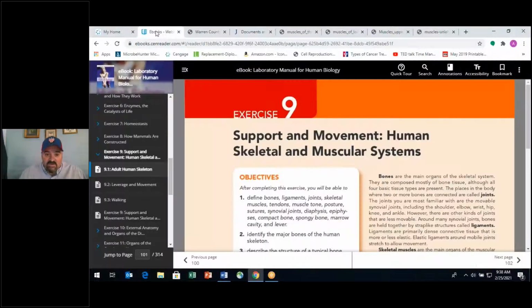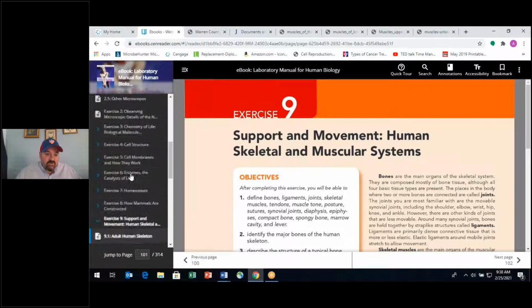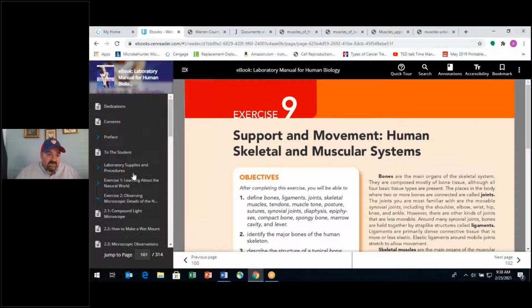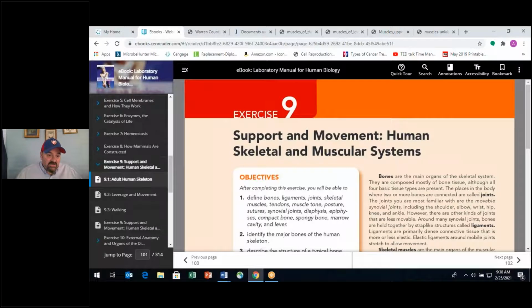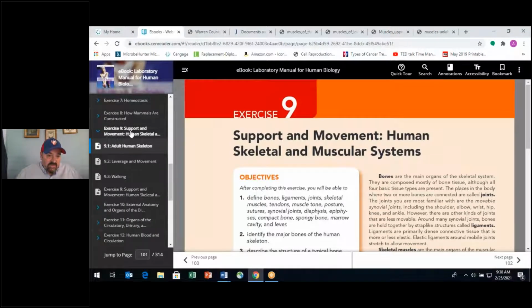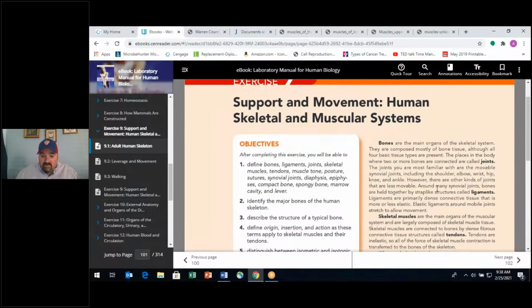Okay, so let's take a look here. This is our ebook, Laboratory Manual for Human Biology. This is the lab manual and exercise 9. So you would just scroll over here, and you'll see the table of contents. You'll scroll to exercise 9 and click on that. It takes us here, and what I'd ask you to do is read through the lab.